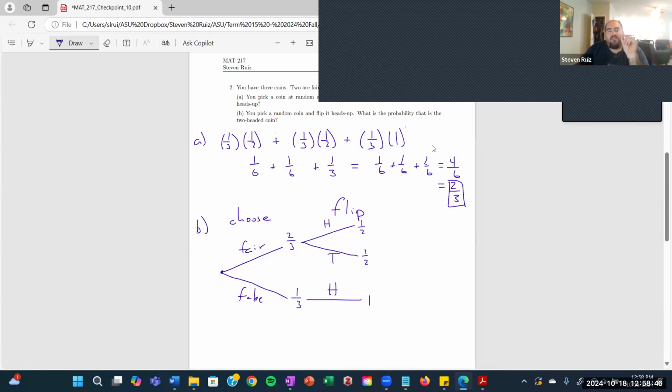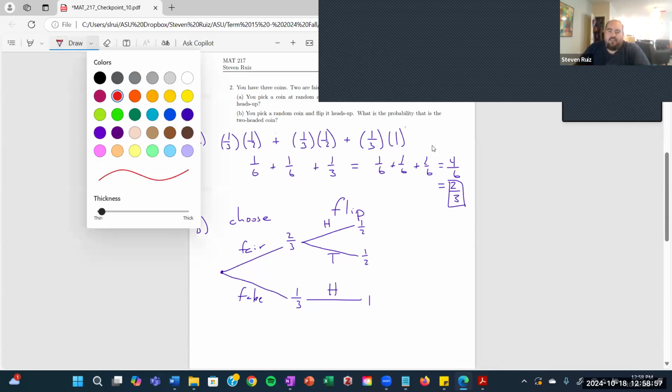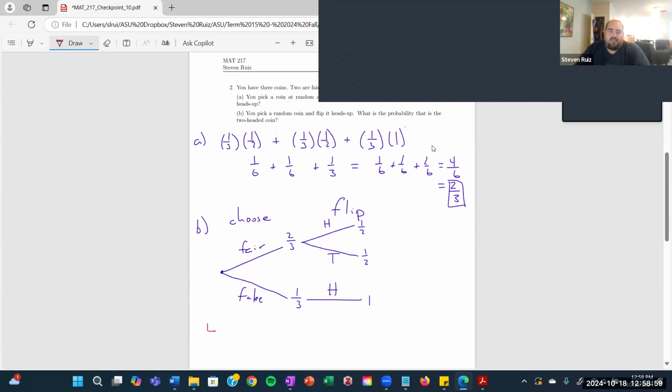But now let's do this. You pick a random coin and flip it heads up. So this right here is going to identify our sample space. Let me get a new color, and I'll say red is the sample. I pick a random coin and flip it heads up.